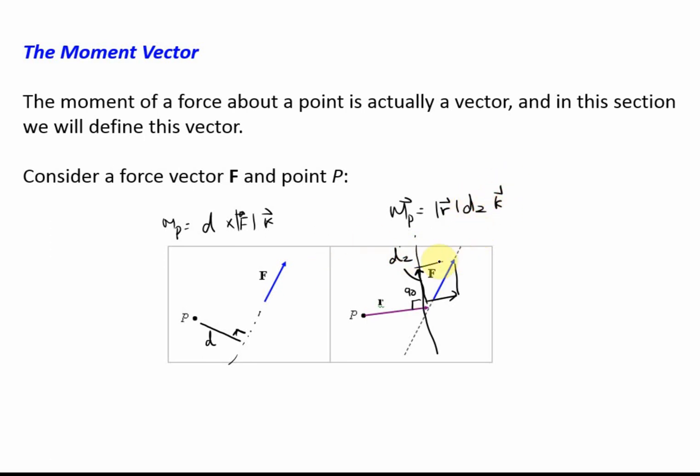So either way will be fine, but I prefer the first method because in the first method you first get the moment arm between your point of interest and the line of action. This is the moment arm.